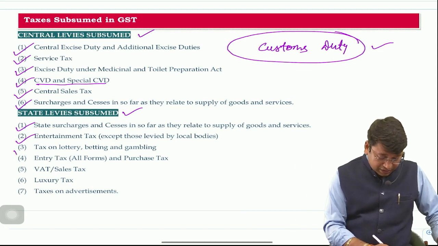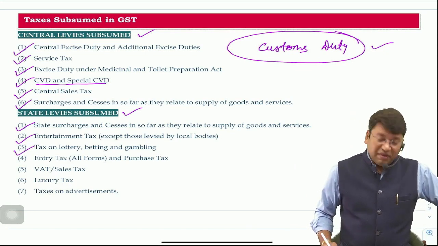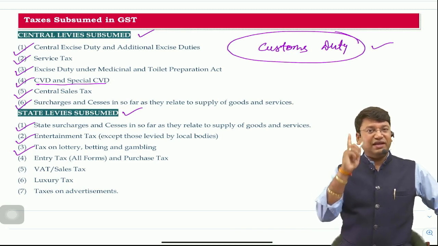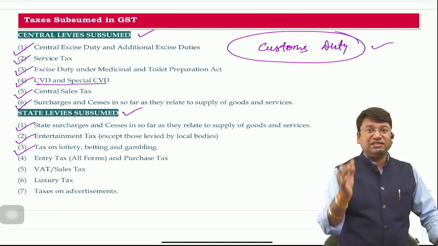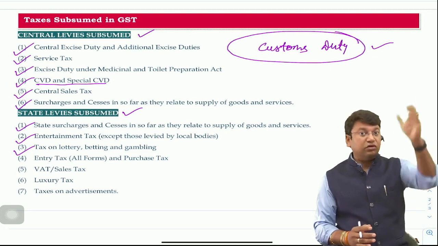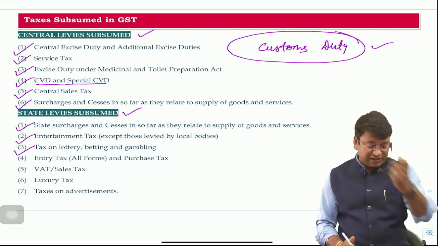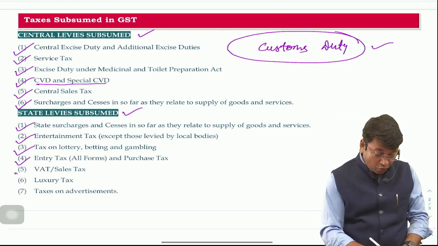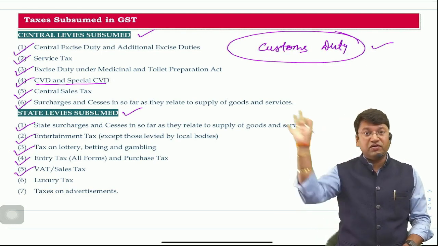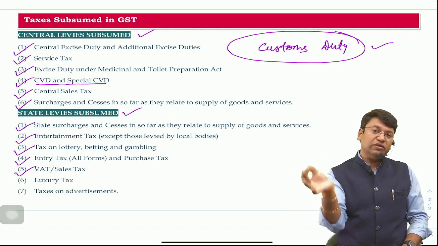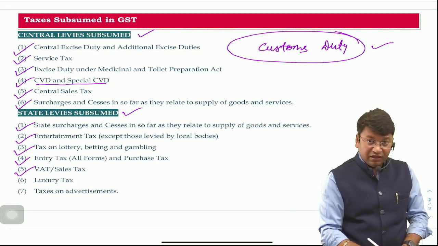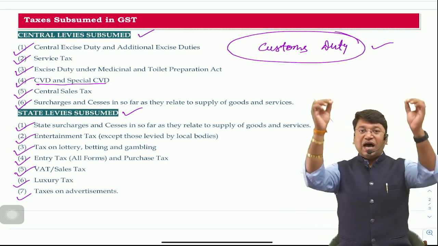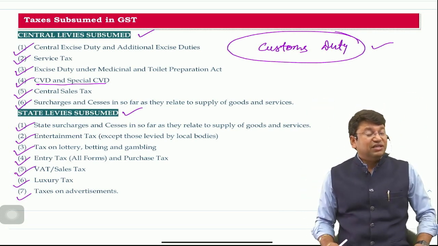Then, taxes on lottery, betting and gambling. These taxes are separately charged, and these were the revenue of the state government. These also got subsumed in GST. Entry tax in all forms and purchase tax. Then VAT and sales tax. One of the major revenues of the state government was VAT and sales tax, which got subsumed in GST. Then luxury tax and taxes on advertisements. These are all taxes which got subsumed in GST.